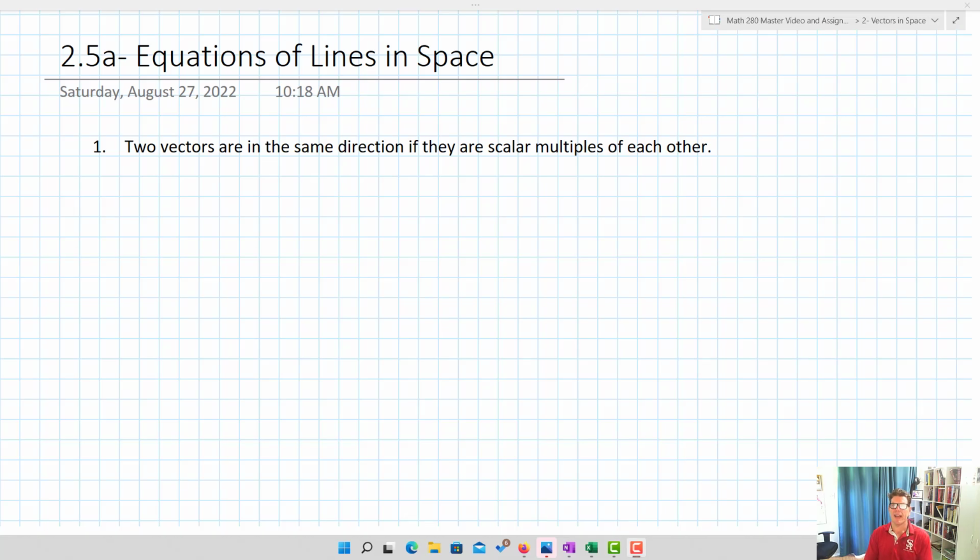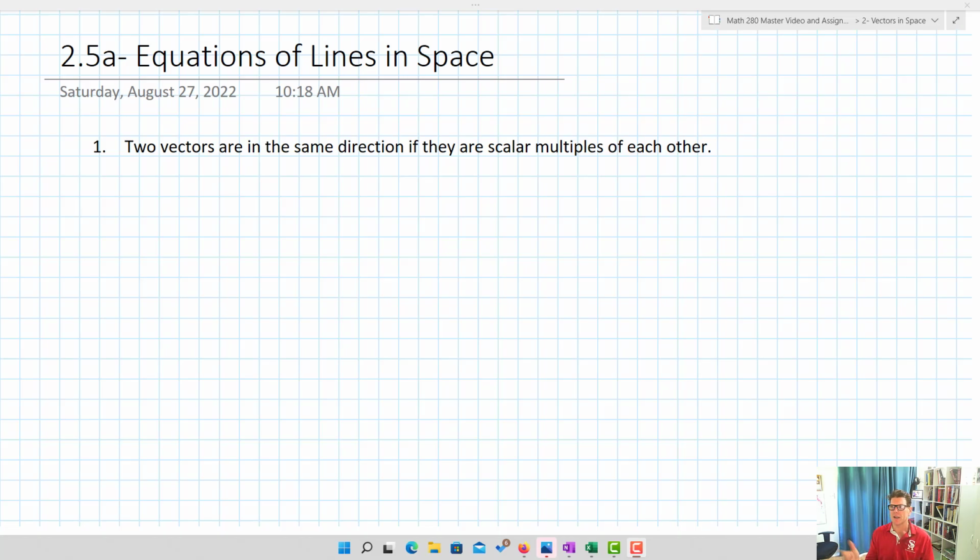So what we're going to talk about today is equations of lines in space. What I want to do is first start out with talking about directions of vectors, because we're going to utilize vectors in order to draw lines. And one of the things that is really important about vectors from the perspective of lines is their directions.